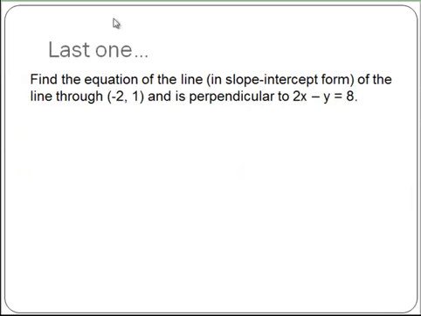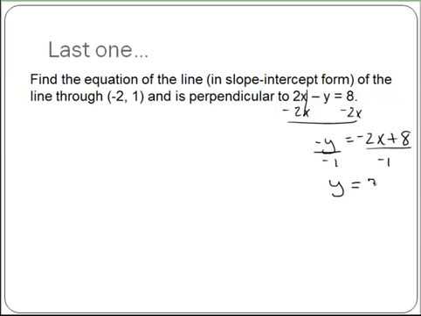Let's do one more. Find the equation of the line in slope-intercept form of the line through (negative 2, 1) and is perpendicular to 2x minus y equals 8. Well, let's first find the slope of this line. So subtract 2x from both sides. We get negative y equals negative 2x plus 8. Divide everything by negative 1. And we get y equals 2x minus 8. So the slope of this line is 2. But we want the slope that's perpendicular to that one. So the slope of the line that we want is negative 1/2.